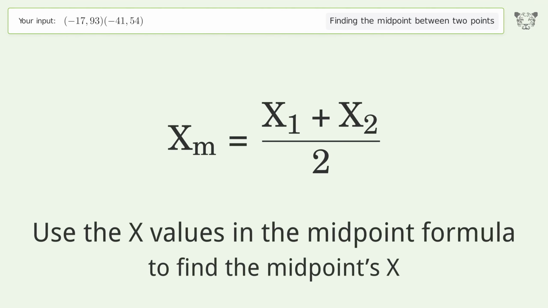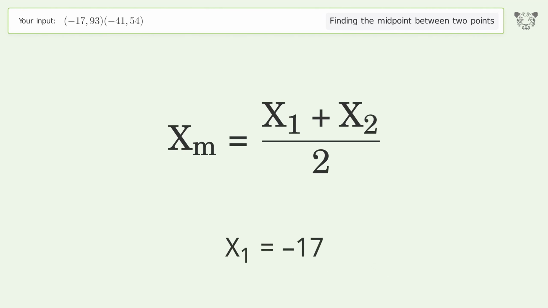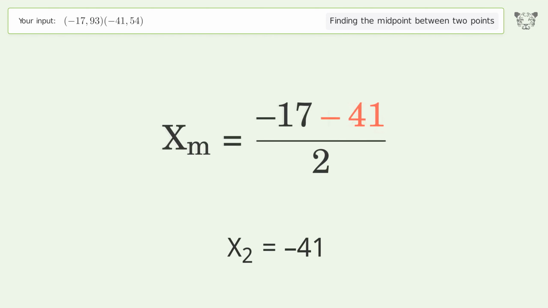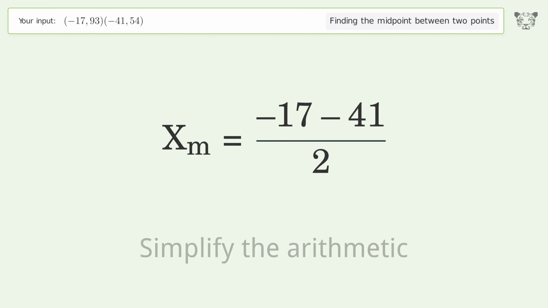Use the x values in the midpoint formula to find the midpoint's x. x1 equals negative 17. x2 equals negative 41. Simplify the arithmetic.